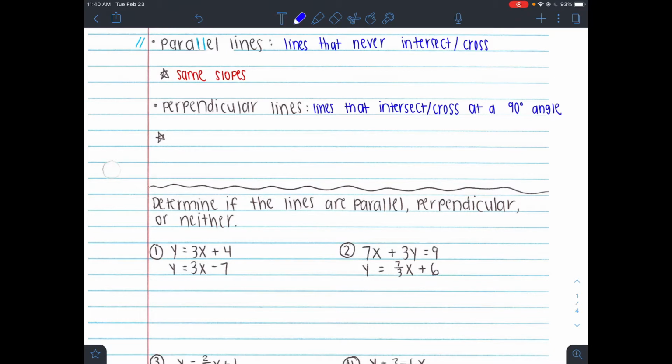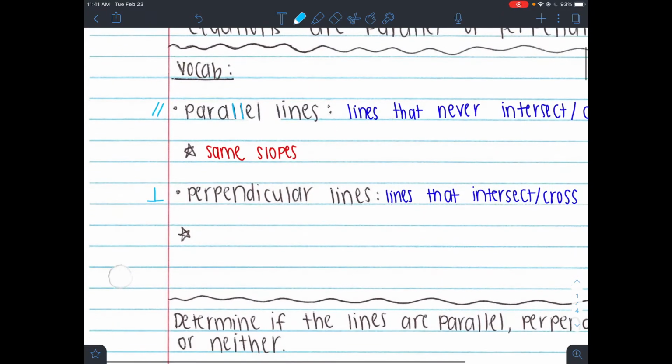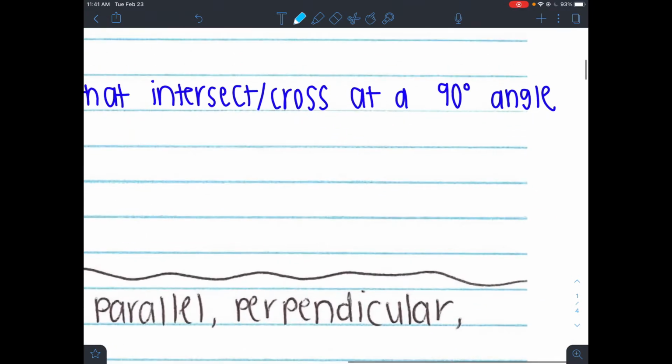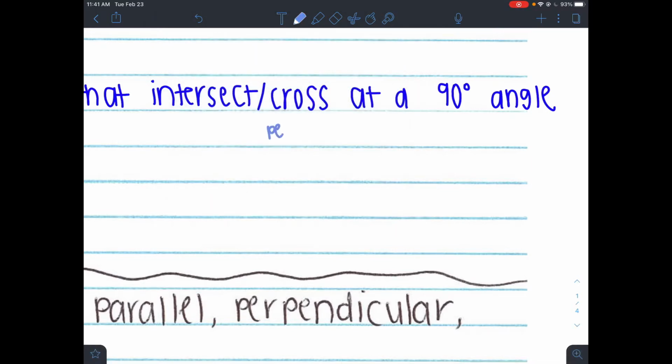Okay, so those are lines that cross at a 90-degree angle. Now you're like, oh, do I have to get a protractor and measure out the angles? No, you're not going to do that. But if we're talking about the definition of a perpendicular line, that's what it is. Now the symbol for perpendicular is like an upside down T. It looks like this. So it's a perpendicular symbol, and then there's the parallel symbol. Let me go ahead and give you an example of what is perpendicular and what's not.